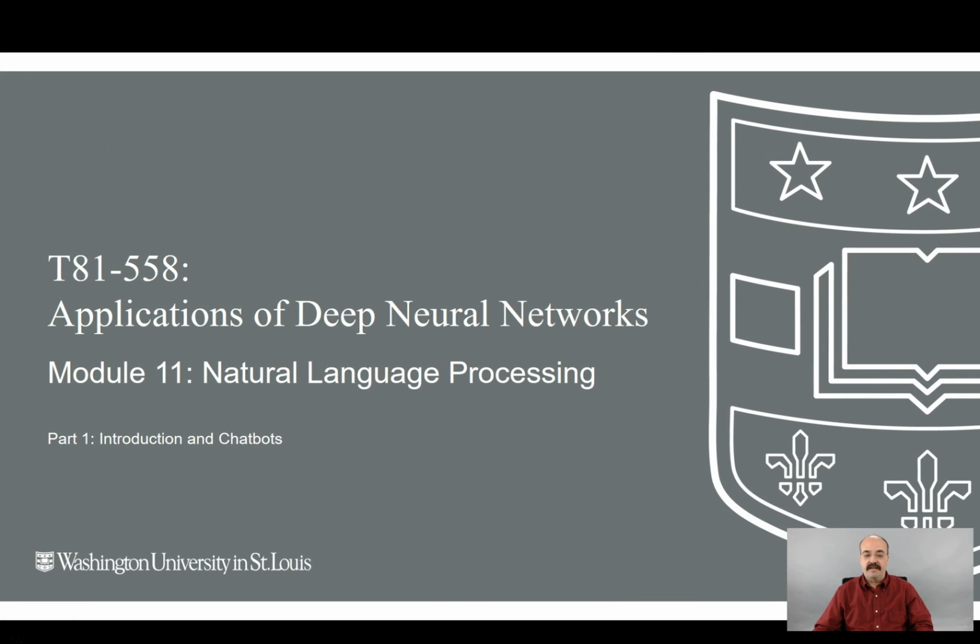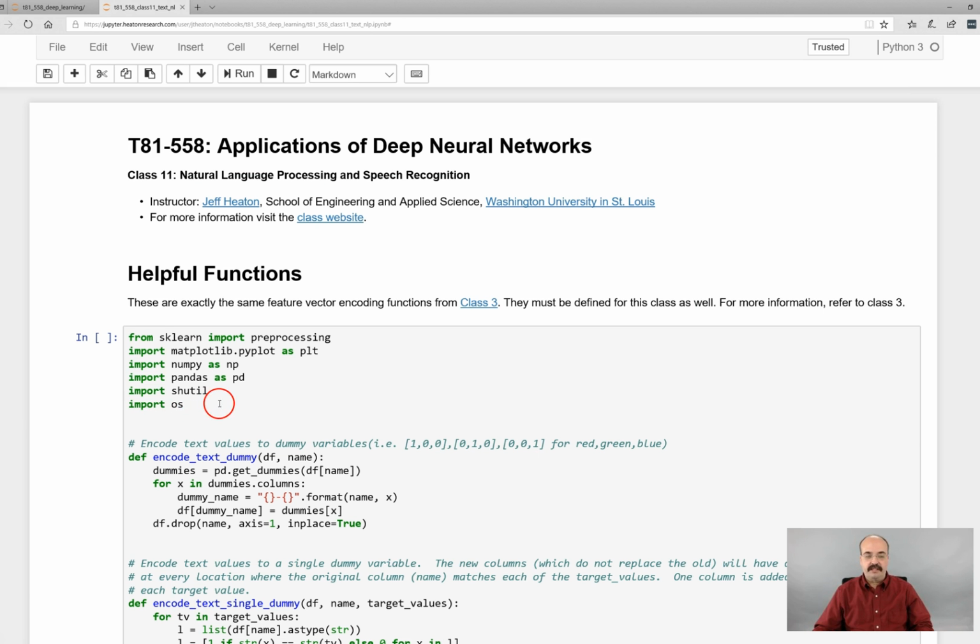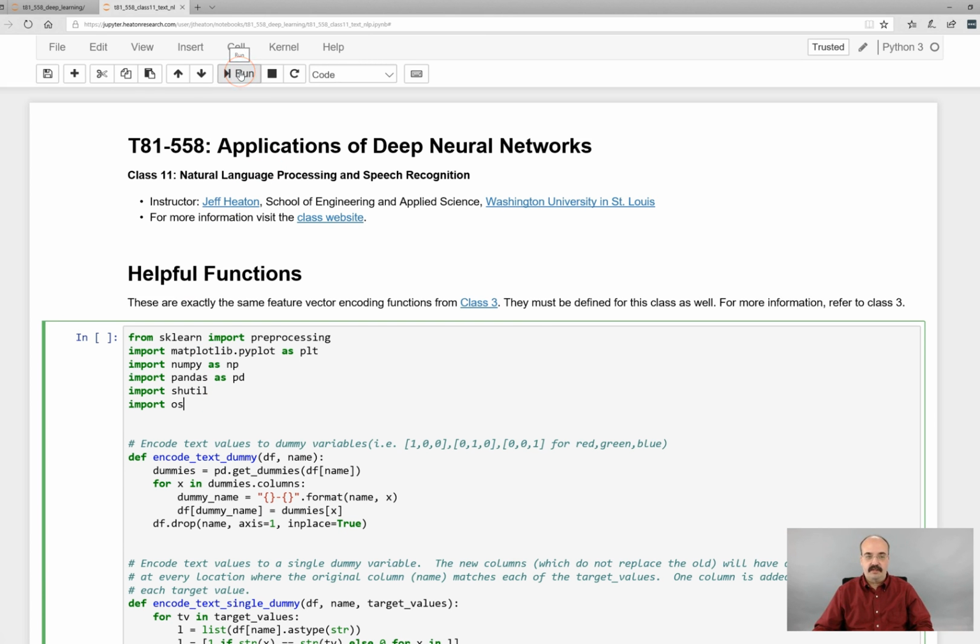This is Module 11, Natural Language Processing, Part 1, Introduction and Chatbots. This is the module information. Just like most of the previous ones, we'll run the helpful functions at the beginning so that they're loaded into memory.